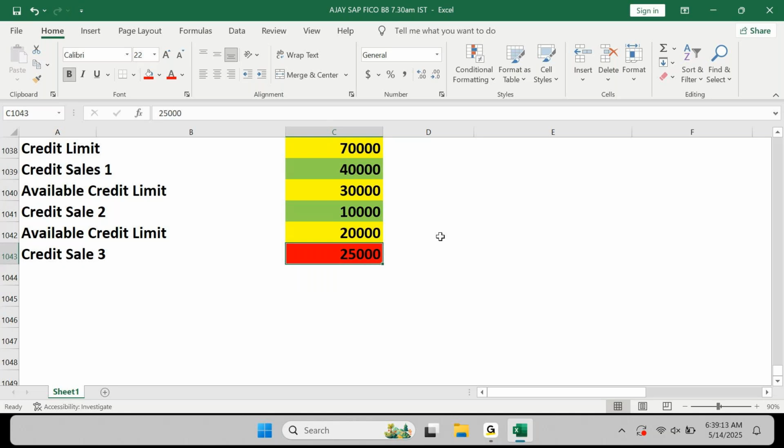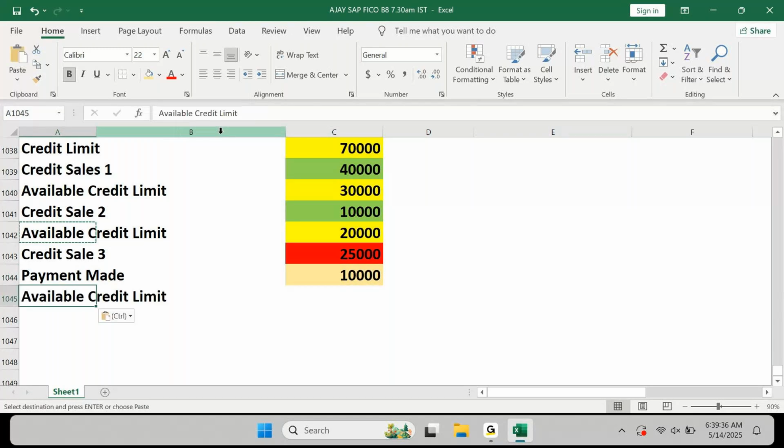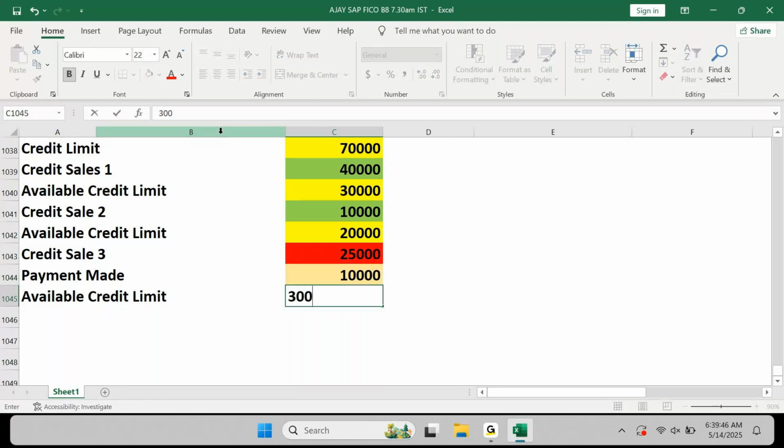Option number one, I have to make a payment. For example, this order is rejected now. Let's say a payment of 10,000 is made. I made a 10,000 payment. If I make this payment, what is my available credit? The previous credit was 20,000, and I made a payment of 10,000, so this will be 30,000. Is this correct or not?